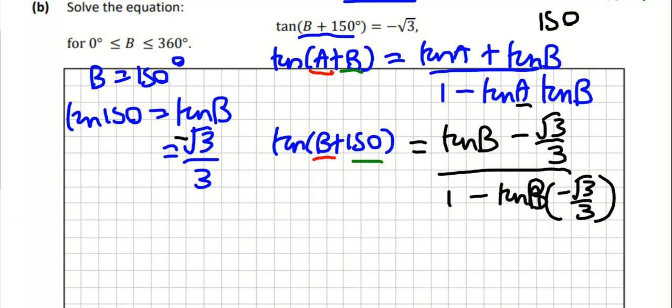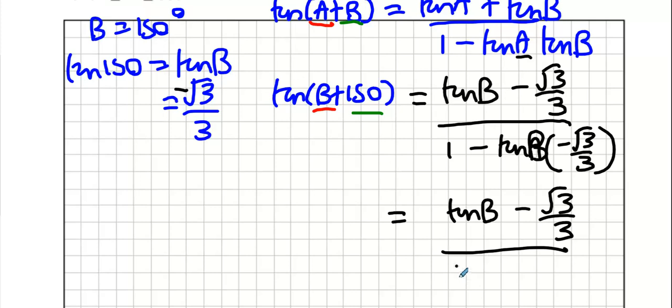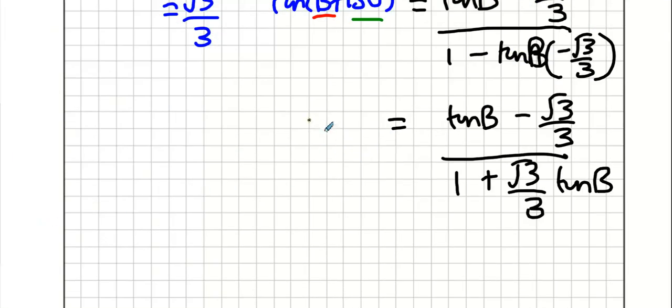Now, we're going to have to deal with this. So it's going to be tan B minus root 3 over 3. And then on the bottom, it's going to be 1. The two minuses make a plus, so it's going to be plus root 3 over 3 tan B. And we all know that this has to equal minus root 3. A lot of square root signs in here, okay?